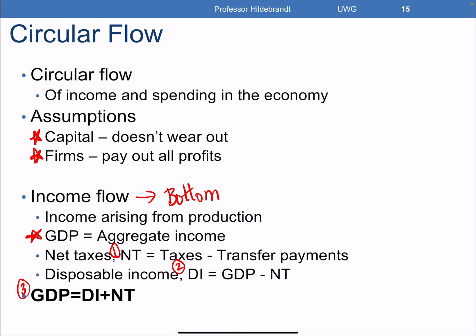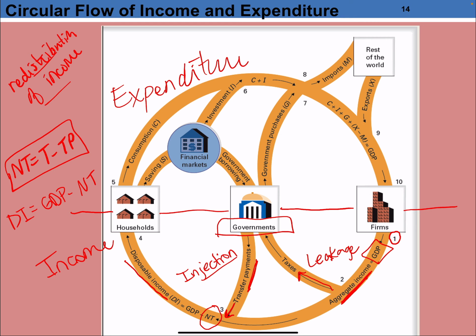Okay. So now let's get to the expenditure portion of our flow. So once households have that disposable income, they have two options. They spend it, and so those dollars just continue on in this larger circle, but now we're in the expenditure portion of the flow, or they can save it. So savings is another example of a leakage.